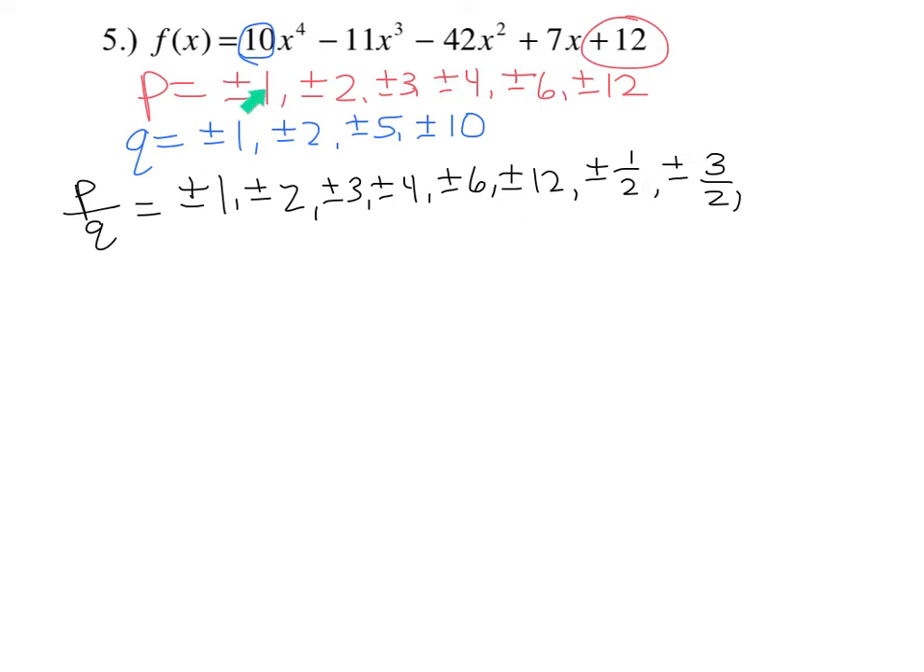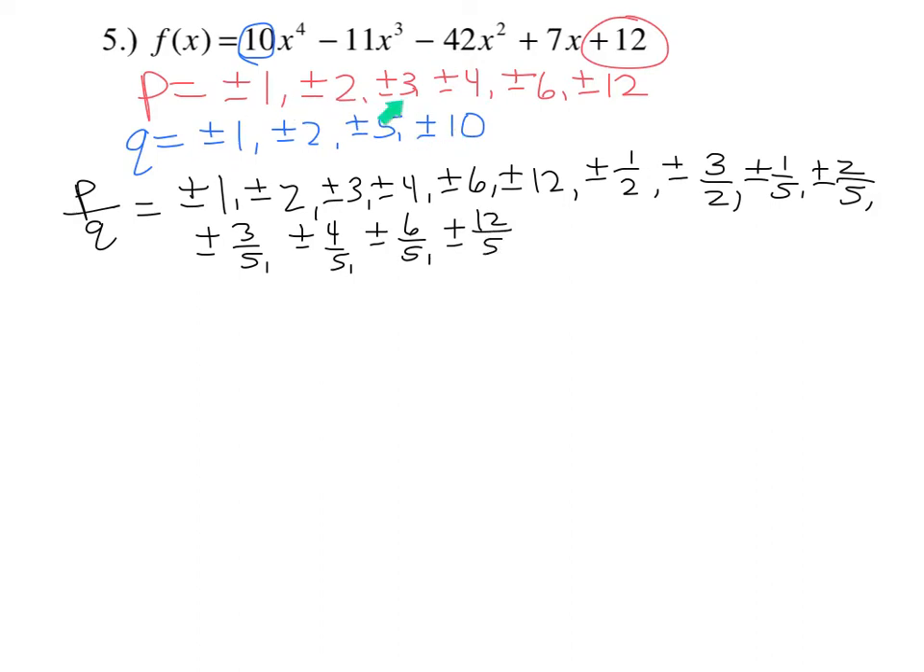So now I'm going to move on and divide everything by 5. So I'm going to have plus or minus 1/5, 2/5, 3/5, 4/5, 6/5, 12/5, and then I have to take everything and divide by 10 for my final possibilities.